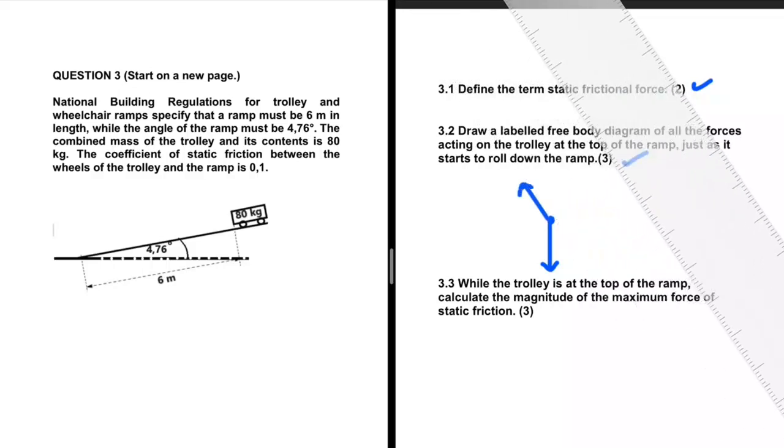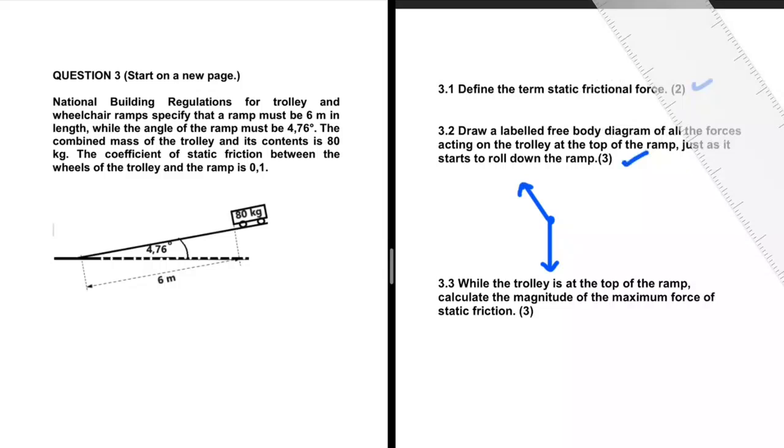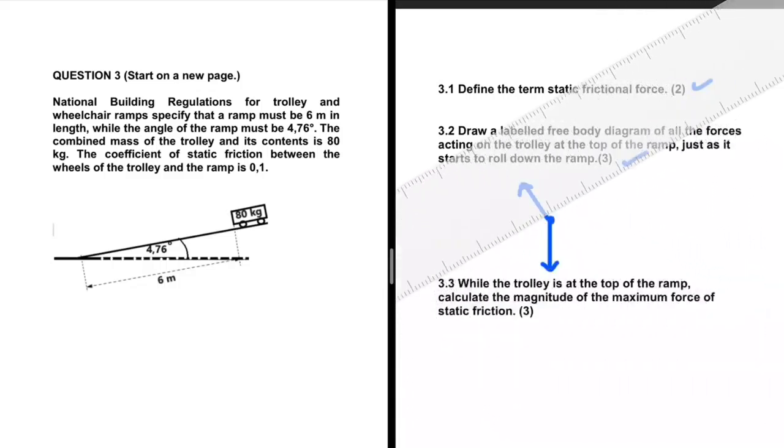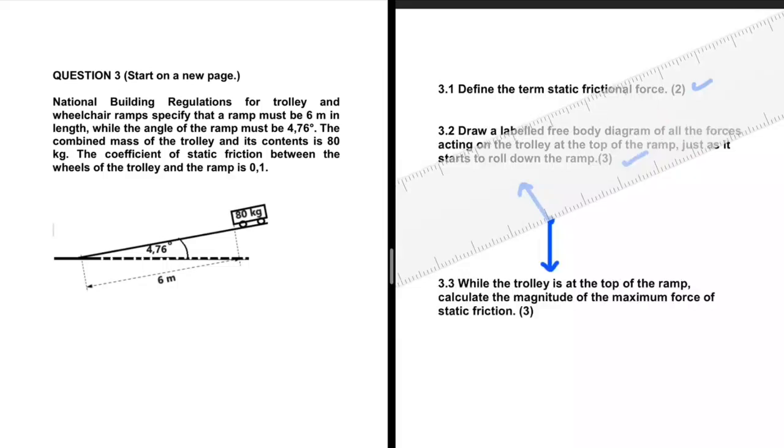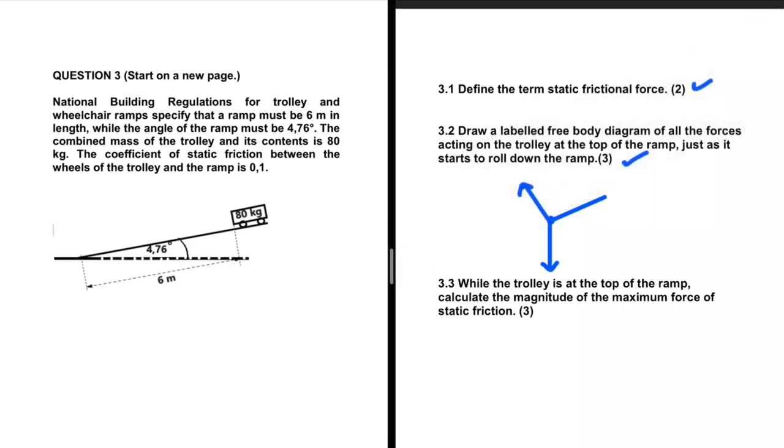So there we go. It is the labeled free body diagram for all the forces just as it starts to roll down the ramp. When it rolls down, obviously we have the frictional force in the opposite direction, right? Maybe we can talk about why the frictional force will be pointing upwards. So let me just label these forces first and then we will address that. So we have the weight, the normal force, and we are saying that the frictional force is pointing up the incline. So why are we saying that the frictional force is pointing up the incline?